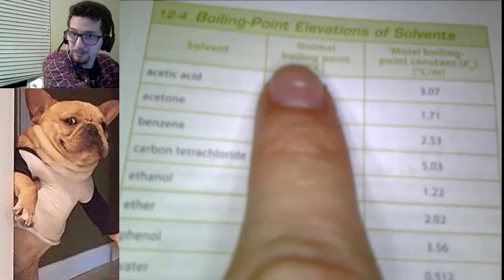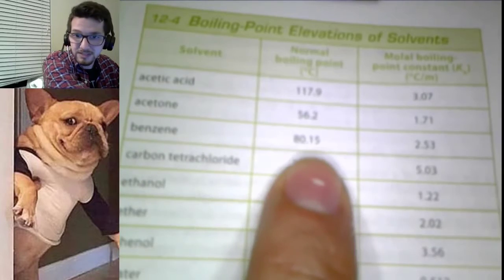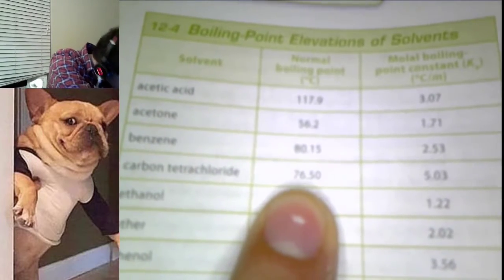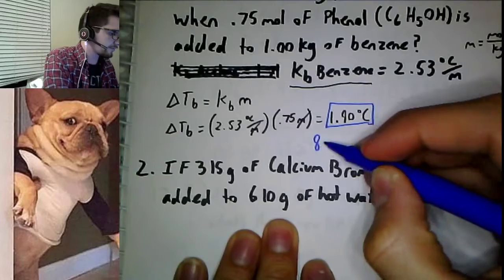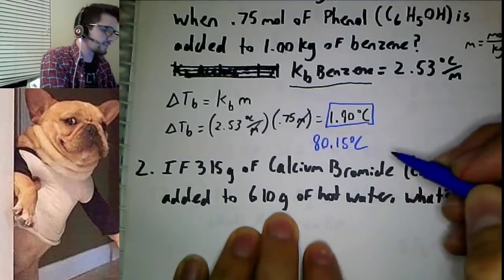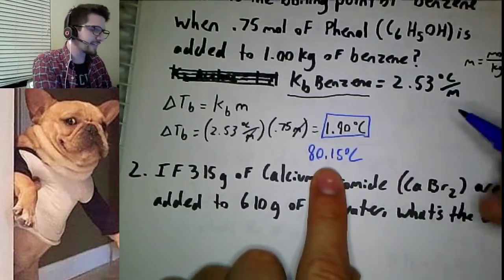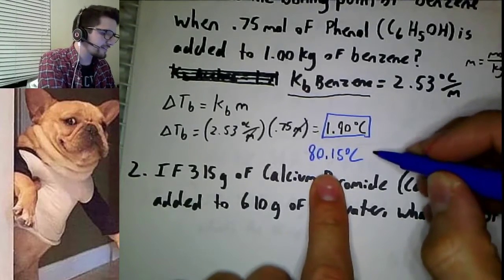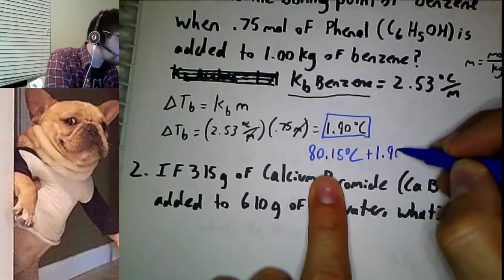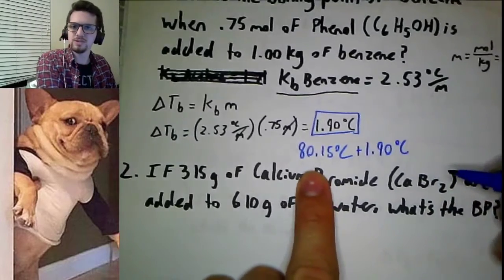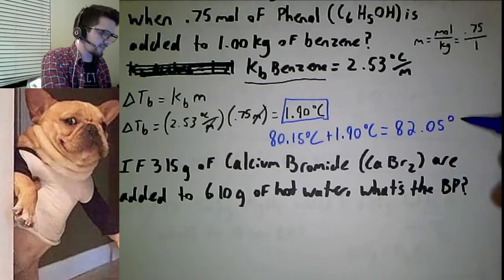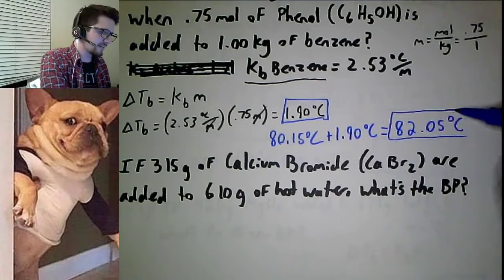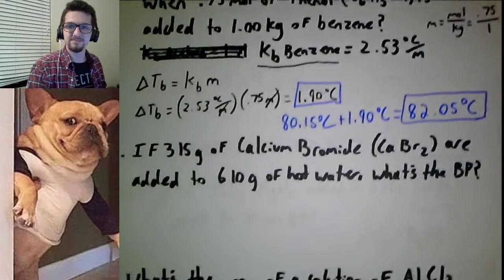Well, it says the normal boiling point of benzene is 80.15. So my normal boiling point is 80.15 degrees Celsius. I'm increasing it by positive 1.90. So what's my new boiling point? It's 82.05 degrees Celsius. Hooray, that is my new boiling point.